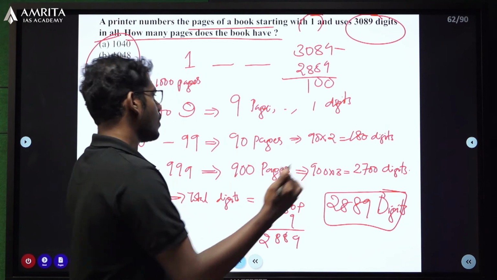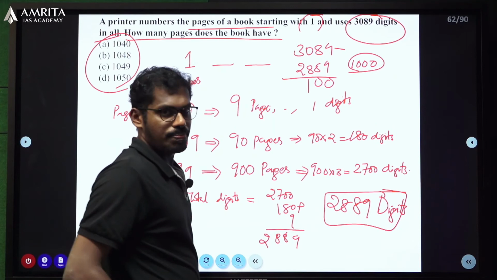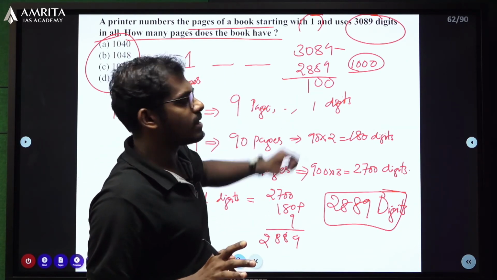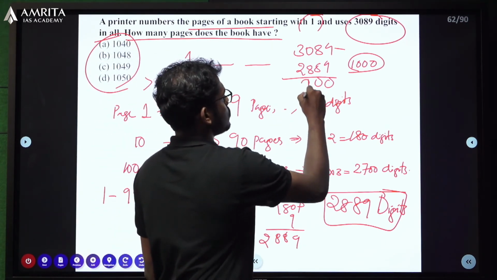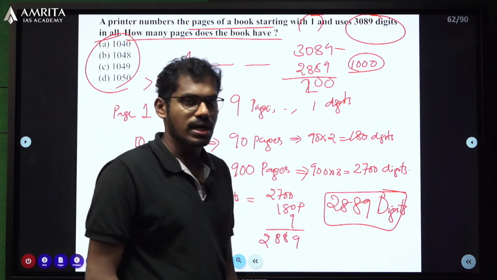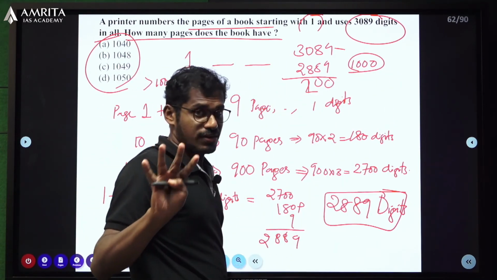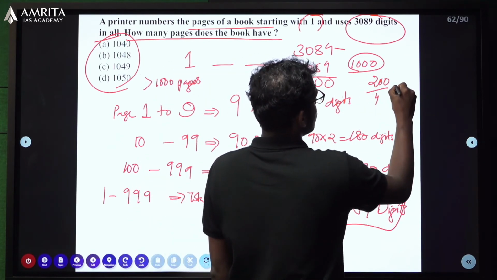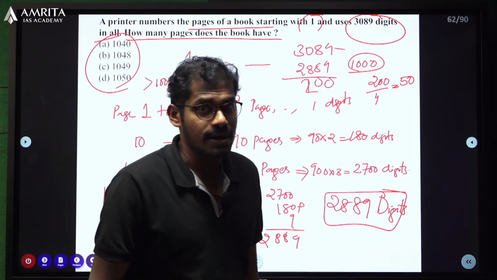Okay. From 1000 onwards, there are 4 digits. Clear? So each page contains 4 digits. Sorry, so actually it is not 100, it is 200. Clear? So total 200 digits are printed, and each page contains 4 digits. So 200 divided by 4 is 50. So 50 pages are printed there.